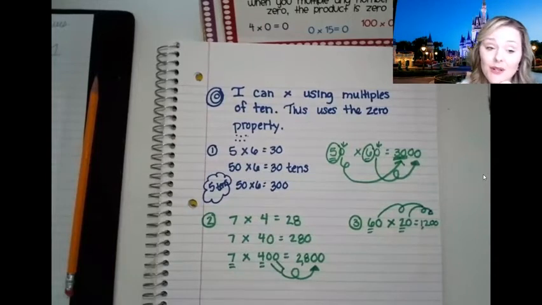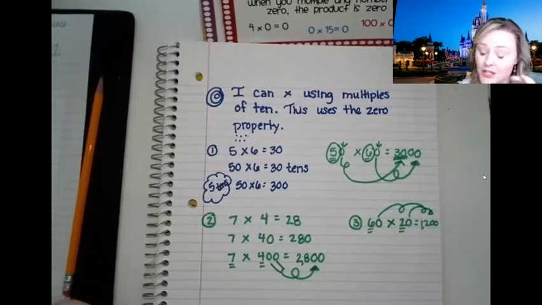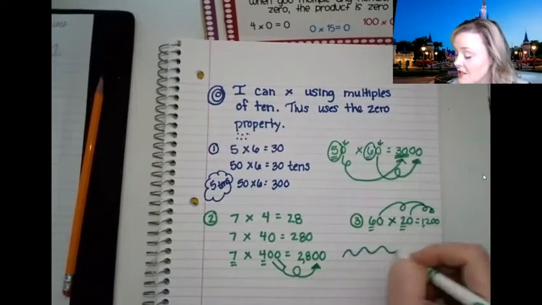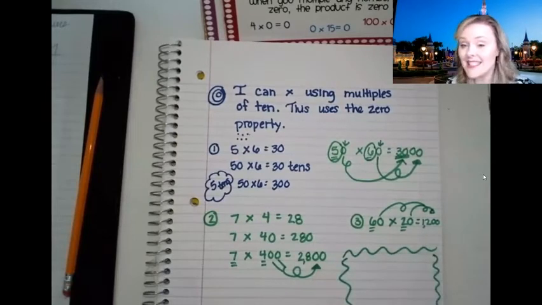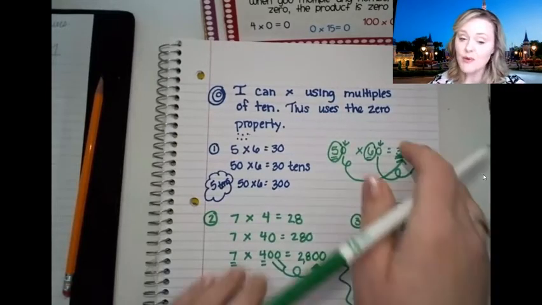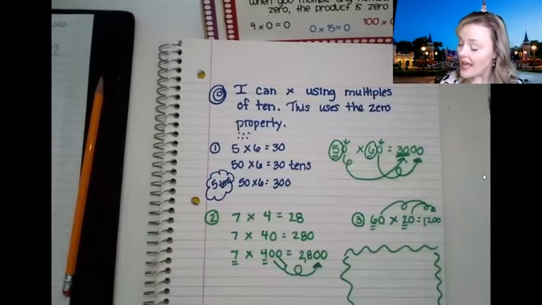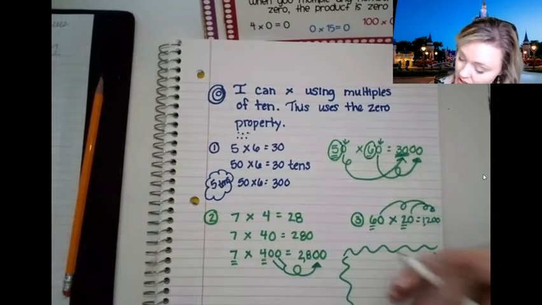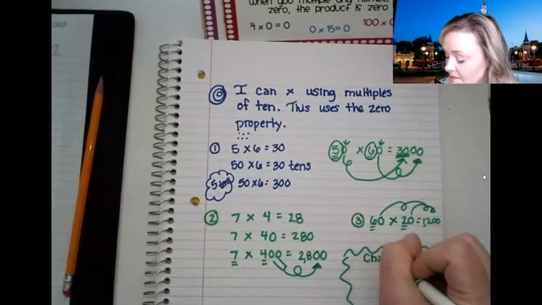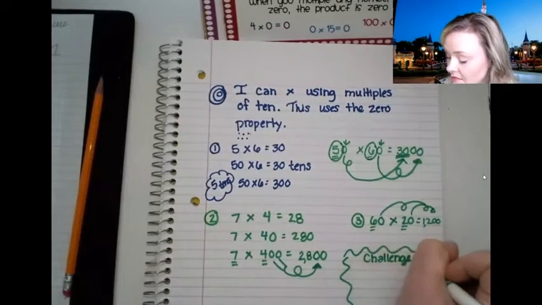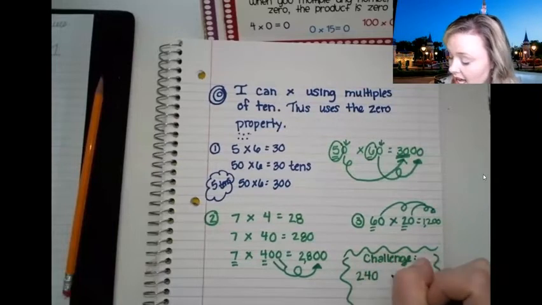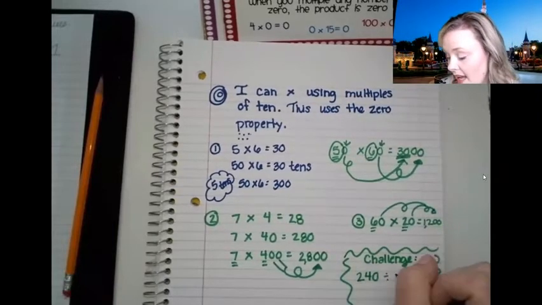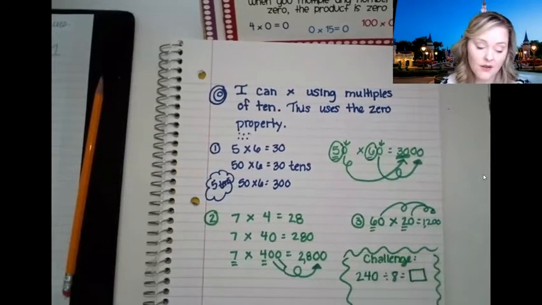All right, it also goes for division. So I'm just going to show you this as kind of a challenge. So this is outside of our main goal, but just as an extension, if you feel like this was super easy and you remembered this from our lessons, then try this challenge problem. If you took 240 and you divided that by 8, what quotient would you get?